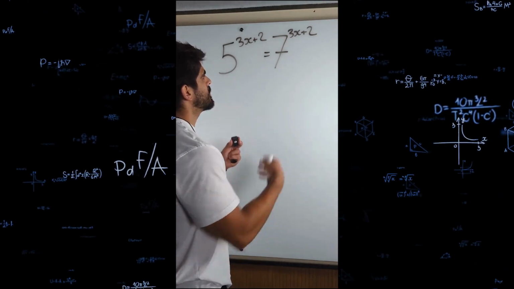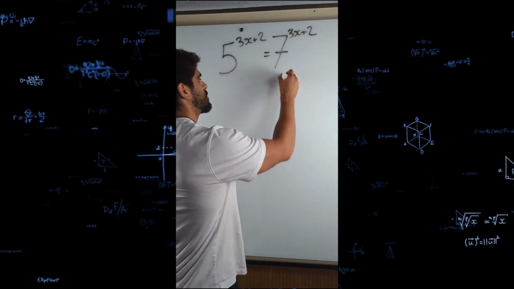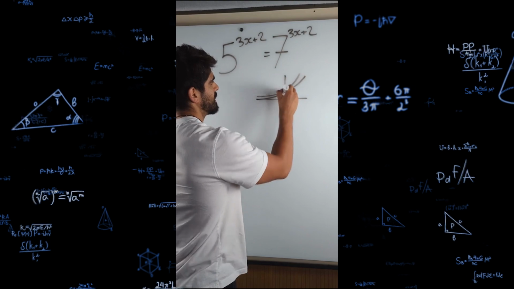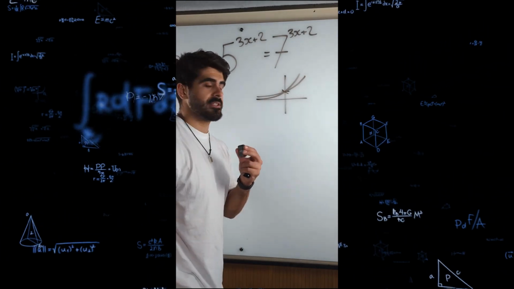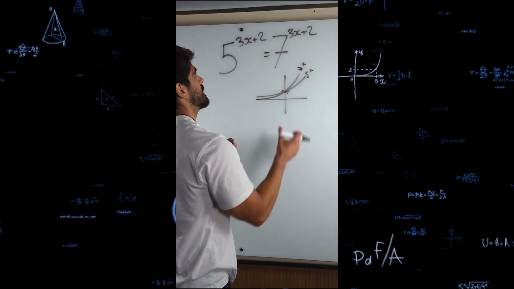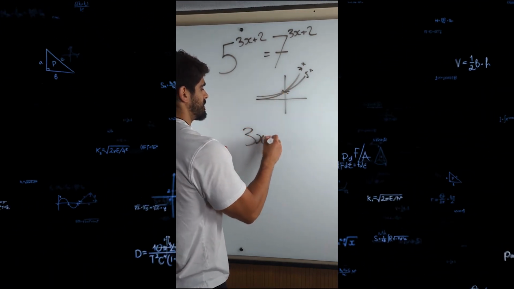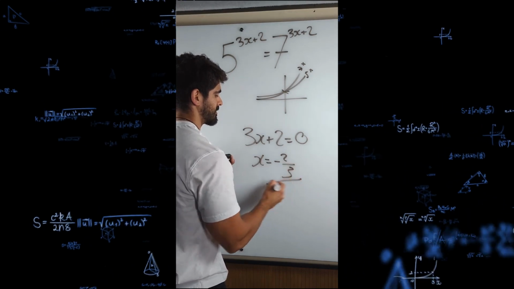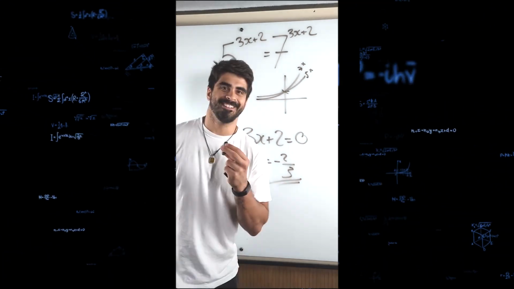Well, the only place where the exponential for 5 is ever the same as the exponential for 7 is when the power is 0. These are just 5 to the power of x and 7 to the power of x. So when the powers are 0. So actually, the only way this is true is if the power is 0 and x is minus 2/3. Thought you could trick me, mate.